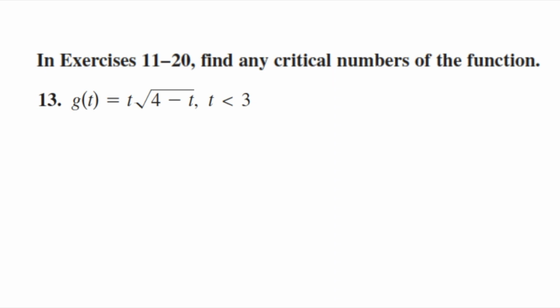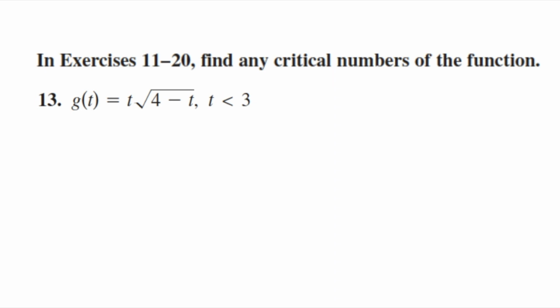We're going to look at 3 exercises in section 4.1. The first one is exercise 13. Find any critical numbers of the function. G of t is equal to t times root 4 minus t for values of t less than 3.